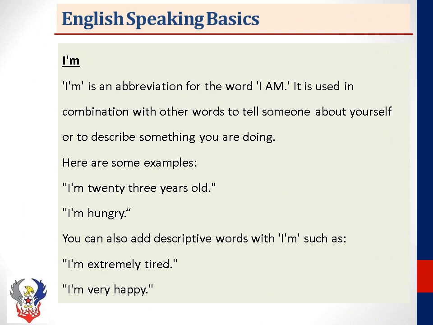Let us now learn a few simple sentence formations. Using I'm. I'm is an abbreviation, or short form for the words I am. It is used in combination with other words, to tell someone about yourself, or to describe something you are doing. Here are some examples. I'm 23 years old. I'm hungry. You can also add descriptive words with I'm such as I'm extremely tired. I'm very happy.